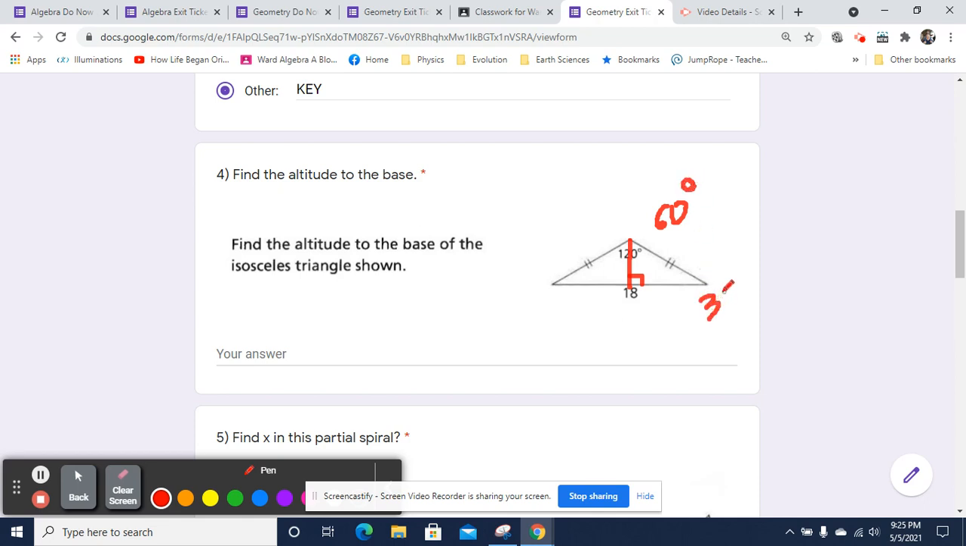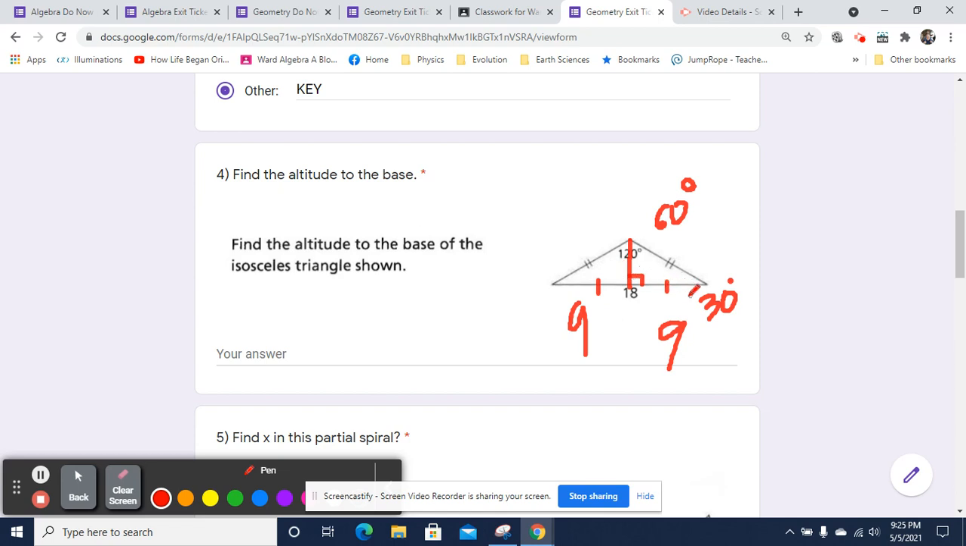So we now have a 30, 60, 90 right triangle, which is cool. We also know that this is going to be bisected because of our experience with past isosceles triangles. So this base 18 gets split up into 9 and 9. And from there, we can figure out the altitude.